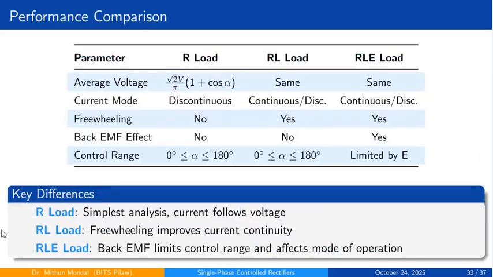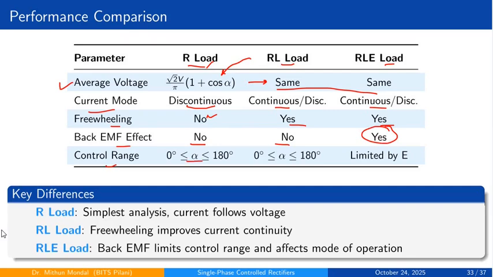Now, if you do the performance comparison for the different loads, that is the resistive load, RL load and RLE load: the average voltage for the RL load and RLE load is the same, and for R load you can compute it by this expression, which is the same for the resistive load. The current mode is discontinuous in resistive, but in RL load you can have continuous or discontinuous, similar for the RLE load. Freewheeling action in resistance is not required, but for both the others you have it. Back EMF: there is no back EMF in R load, even in RL load you do not have it, but in RLE load you have the back EMF effect.